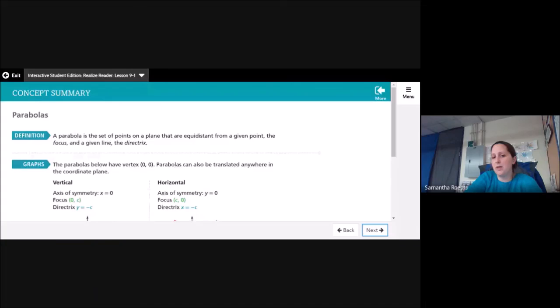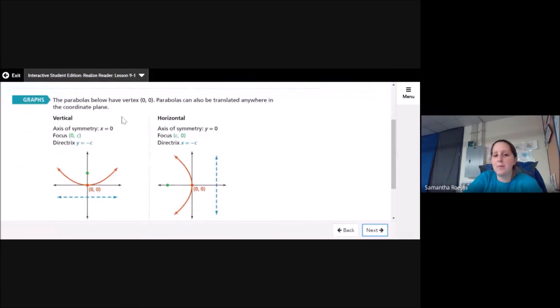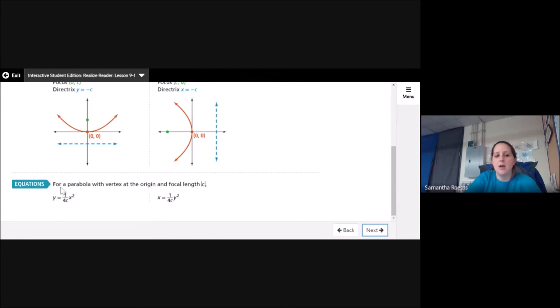Concept summary, parabolas. Definition: a parabola is the set of points on a plane that are equidistant from a given point, the focus, and a given line, the directrix. Graphs: the parabolas below have vertex (0, 0). Parabolas can also be translated anywhere in the coordinate plane. For a vertical parabola, the axis of symmetry is x equals 0, the focus is (0, c), and the directrix is y equals negative c. For a horizontal parabola, the axis of symmetry is y equals 0, the focus is (c, 0), and the directrix is x equals negative c.